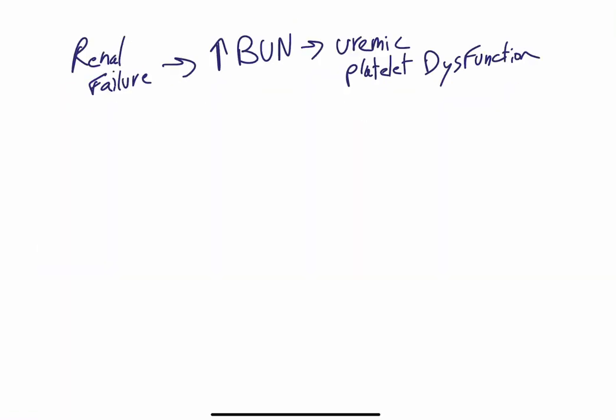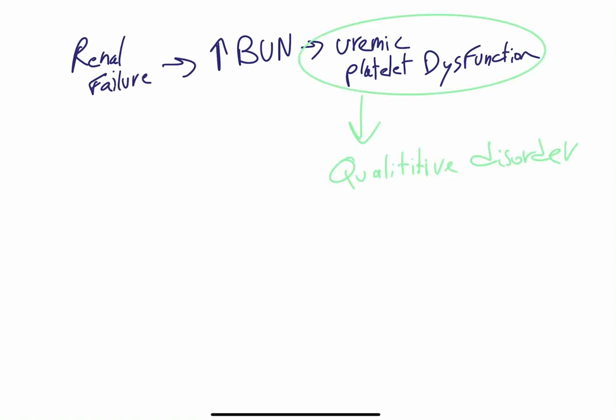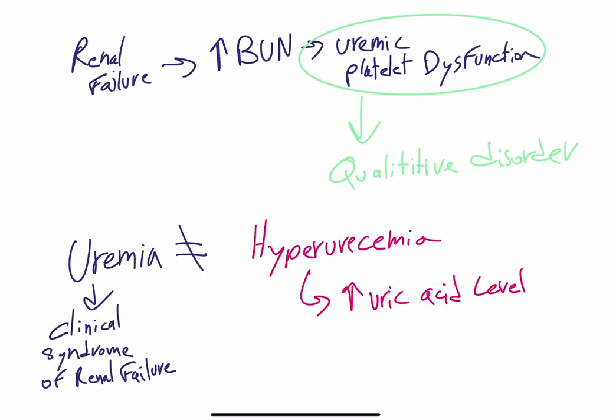All right, we're going to get into the trickier part of this question, which is going to be addressing the renal failure and as it relates to blood urea nitrogen, the BUN level. As BUN levels rise, this may lead to uremic platelet dysfunction. This is a qualitative disorder, not a quantitative disorder. So, in this case, your bleeding time will be elevated, but your total platelet count will be normal. Just to clarify, uremia is not hyperuricemia. Uremia is the clinical syndrome of renal failure. Toxins build up, symptoms develop. Hyperuricemia is the elevated uric acid levels, which are unrelated.